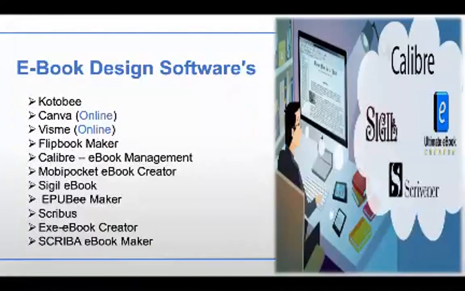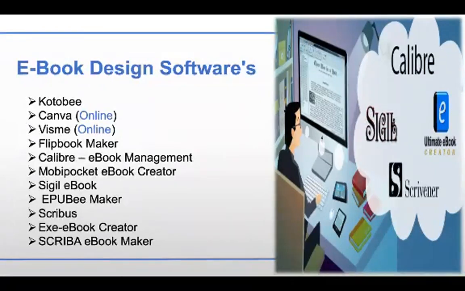It's a long list of software which allows you to design an ebook, but we have chosen the top three. Number one is Kotobi Author, which is ebook designing software. The next two we have chosen are Canva and Visme. Both of these are online, with no need to download. But Kotobi Author is software which you need to download and install on your system, and then you can go ahead with designing the ebook.